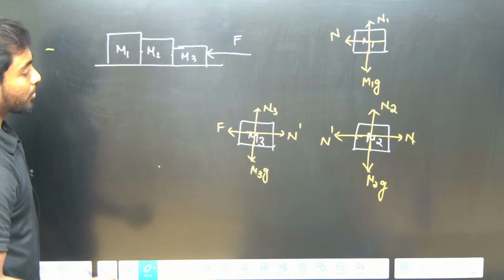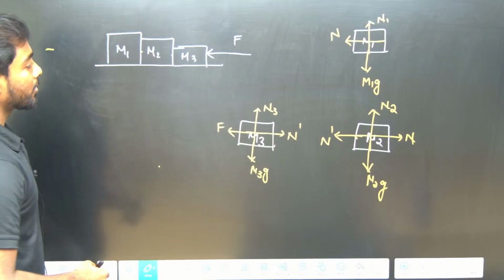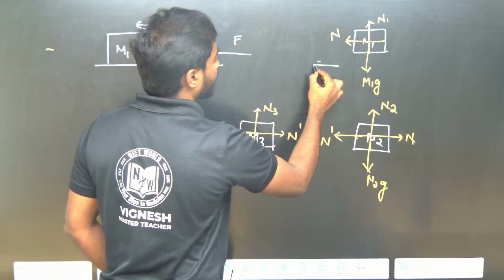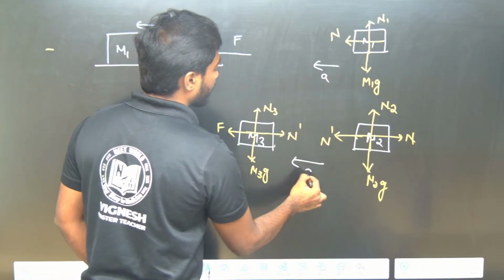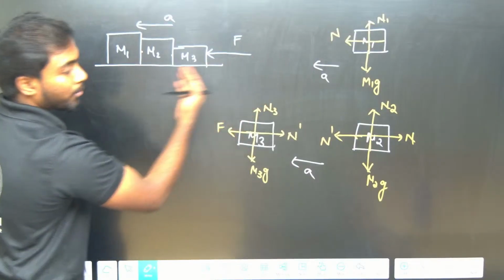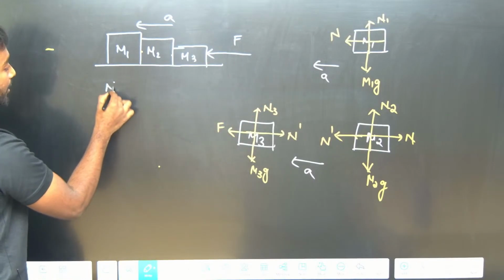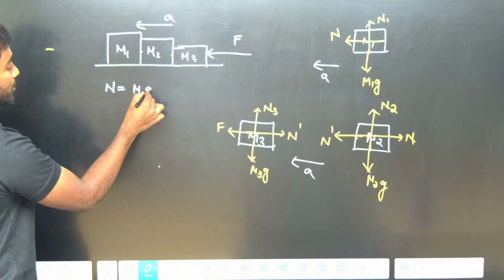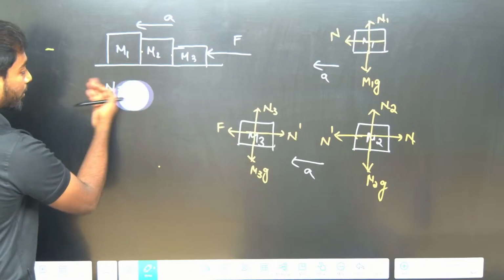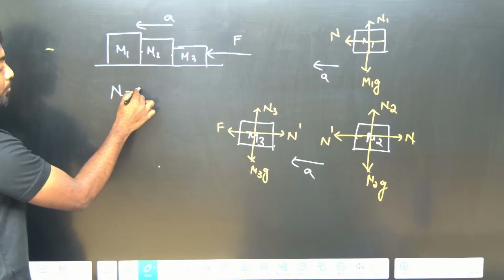Yes. So now let me write the equations. The object is moving in this direction, right? So for this also a, and for these two also a, in this direction only. So the normal force is also in the same direction. N will be equal to m1a, right?